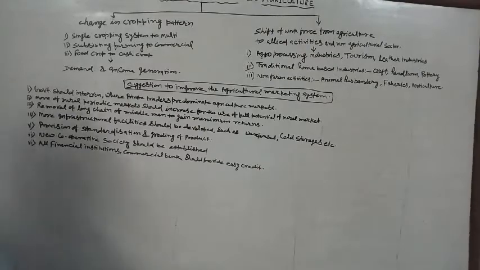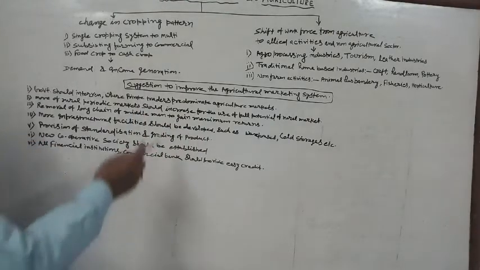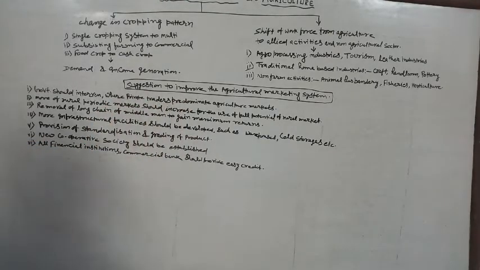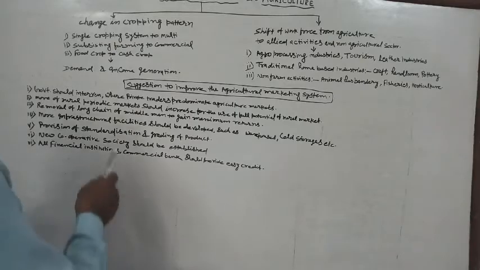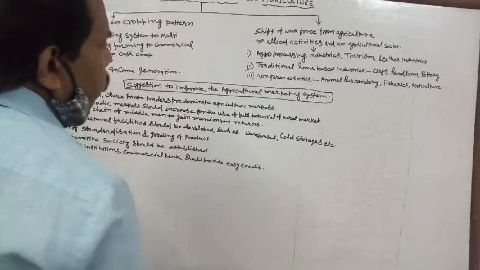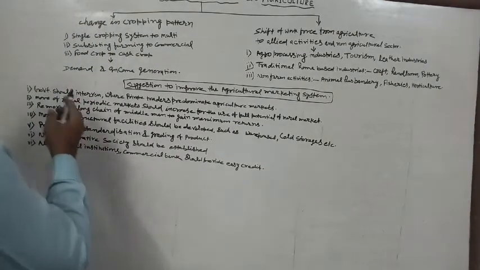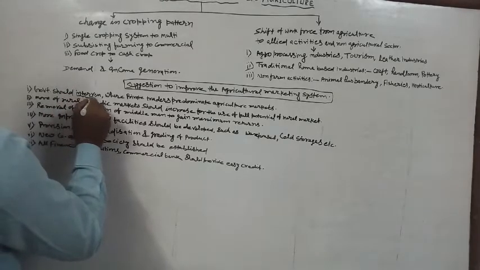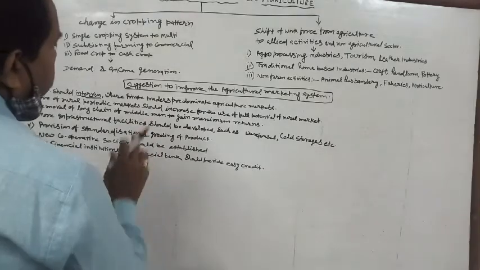First problem, that is, private traders predominate. This is the basic problem of rural marketing, and it can be solved if the government intervenes in the matter of where private traders predominate in agricultural markets. In that case, intervention of the government is required to solve the problem of private traders.